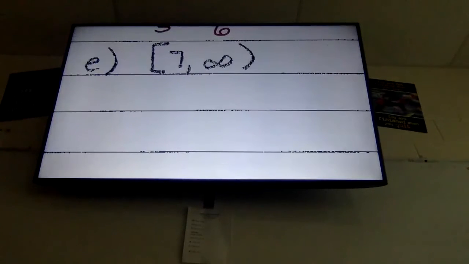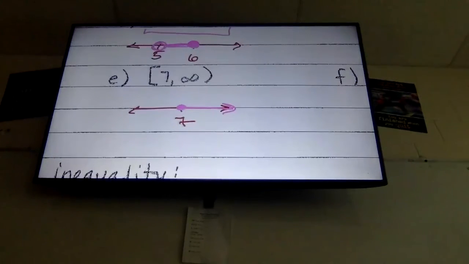All right. Who can explain E? Ava? Okay, so 7 would be a closed circle, and you just need 7 because it'd be closed because of the bracket, obviously, and then you would go to the right because of the infinity. Perfect. That's it. Any questions?